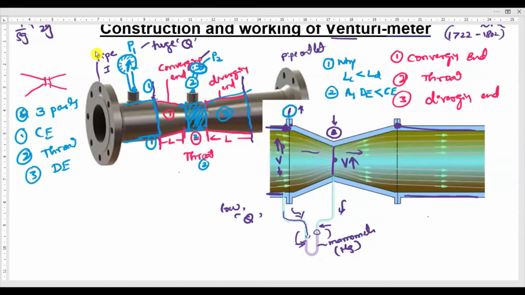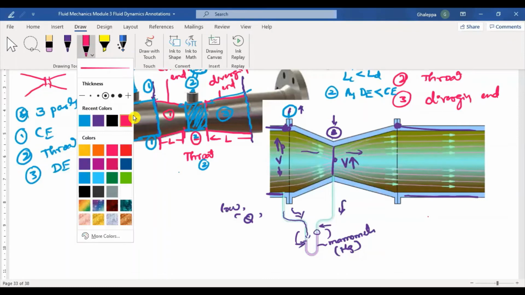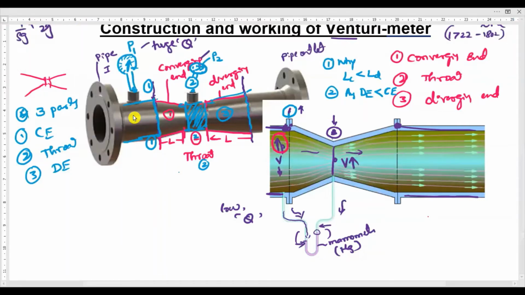In the previous courses we studied the law of conservation of energy. What does it mean? Energy can neither be created nor destroyed, but one form of energy can be converted into another form. Here at the beginning, the pressure energy of the fluid is more. This high pressure energy, as it passes through the converging end of the venturimeter, slowly decreases, and the decrease in pressure results in an increase in velocity. So one form of energy is converted into another form. There is no destruction of energy. High pressure energy is converted into velocity.